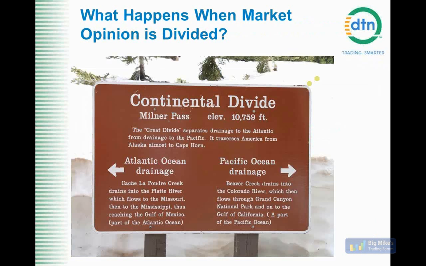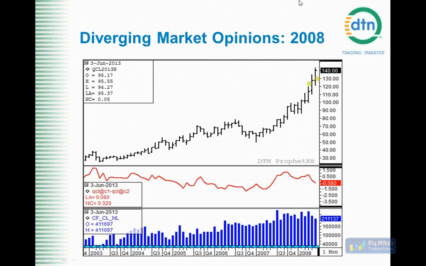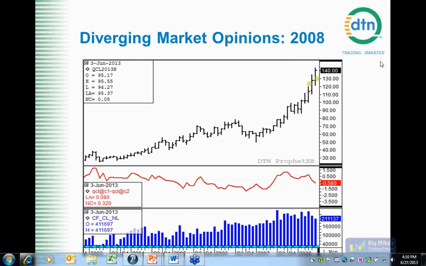All right. Now, what happens when the market opinion is divided? I threw in this picture of the sign of the Continental Divide. A recent vacation took us to Colorado, so I thought it appropriate to talk about what happens when we have two completely different views. Like the Continental Divide, on one side water runs to the Pacific Ocean, on the other side it runs to the Atlantic Ocean. What happens when commercial and non-commercial traders do not agree on their view of bullish or bearish?